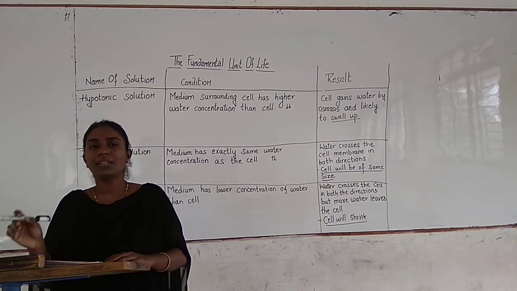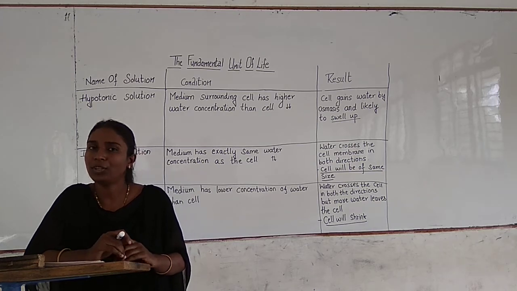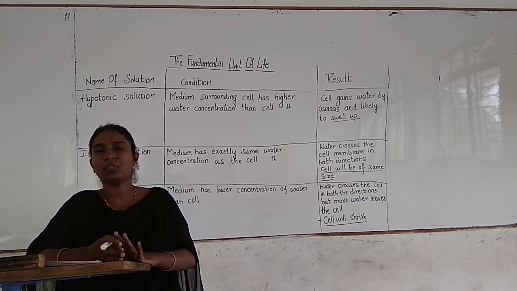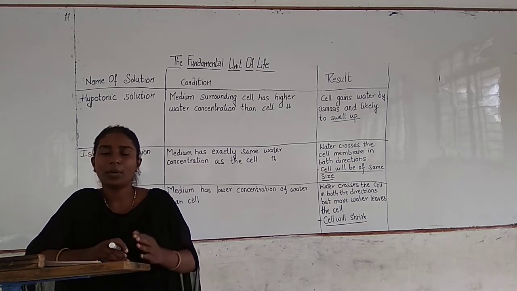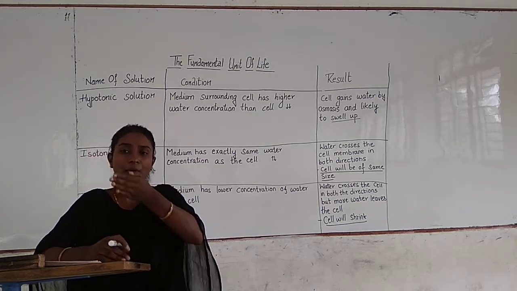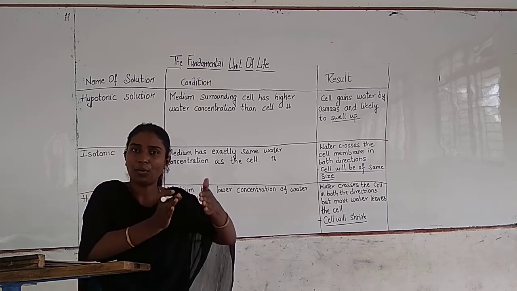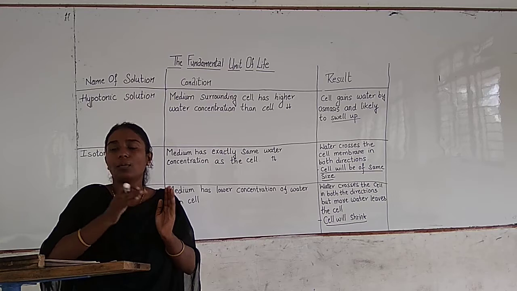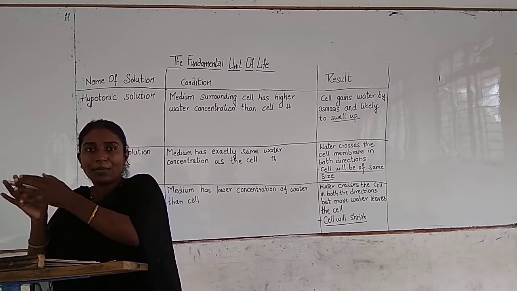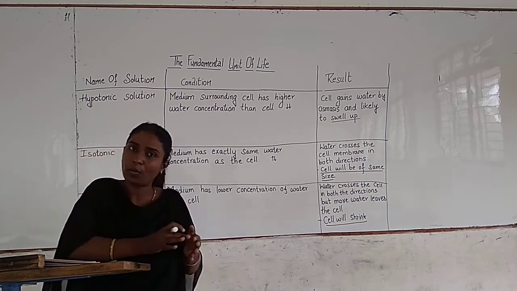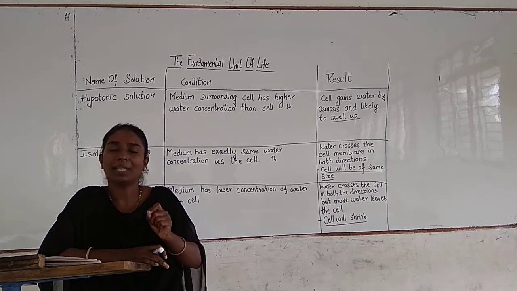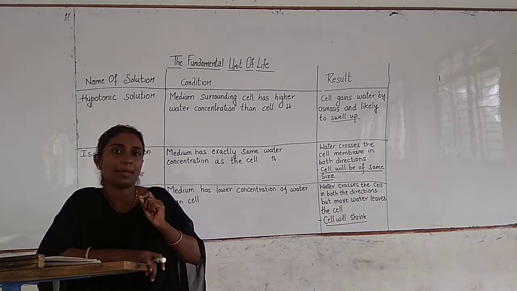Okay, in the previous class we have studied about diffusion and osmosis. Just a recap of it. What is diffusion? Diffusion is nothing but movement of molecules from higher concentration to lower concentration. That's diffusion. Osmosis is movement of molecules of water from higher concentration to lower concentration through a semi-permeable membrane. That means a membrane is present.